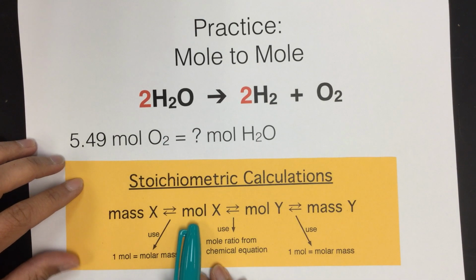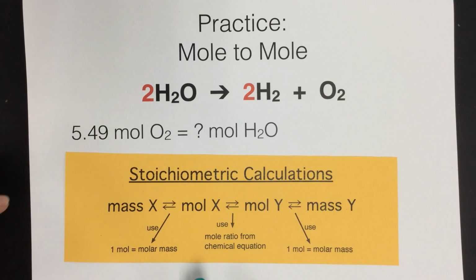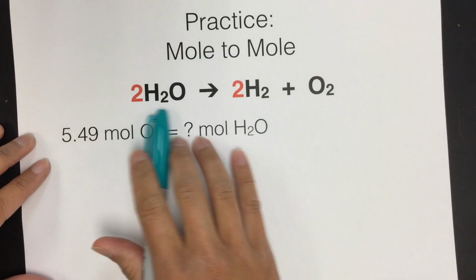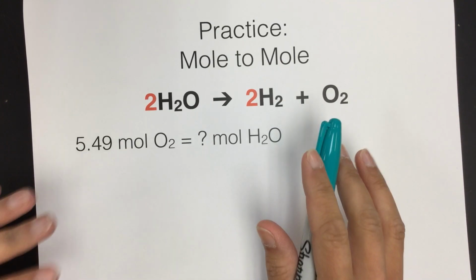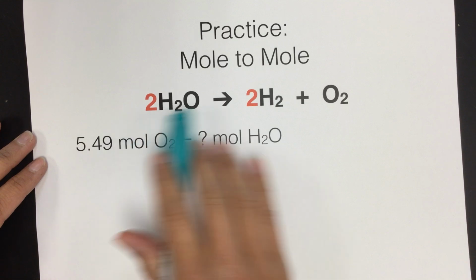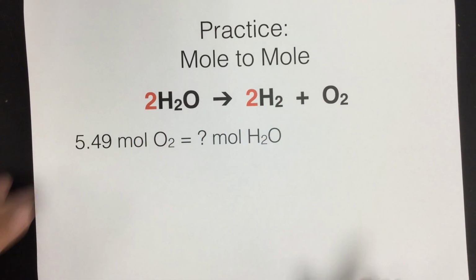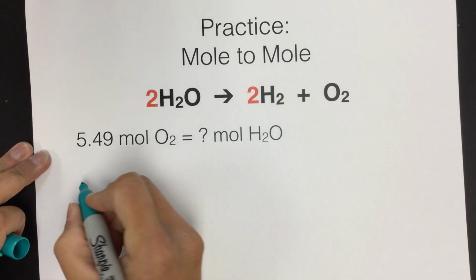But in order to move from moles of X to moles of Y, to convert from moles of one thing to moles of another, we have to use the mole ratio from the balanced chemical equation. And this is going to be the case for any stoichiometry problem. You need to have a balanced chemical equation to do any type of stoichiometry. We need that relationship with the coefficients from the balanced chemical equation. All right, so for this mole-to-mole problem, we're starting with this number here. So that's how I'm going to start out my calculation.